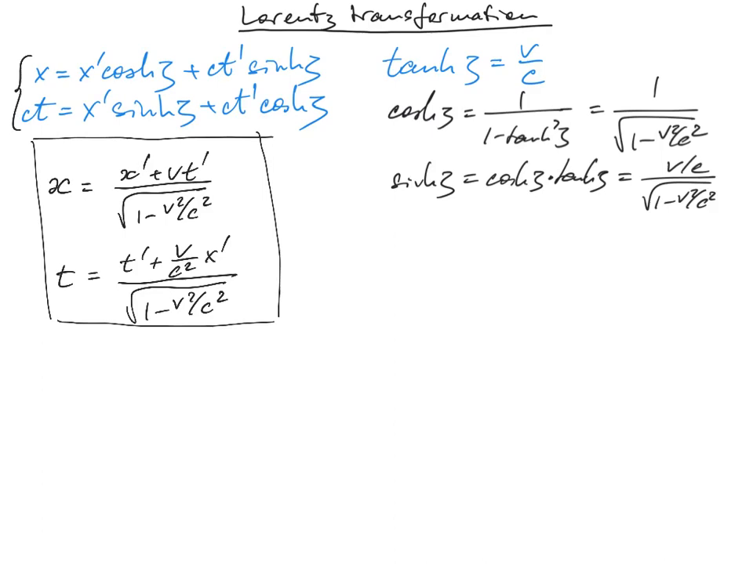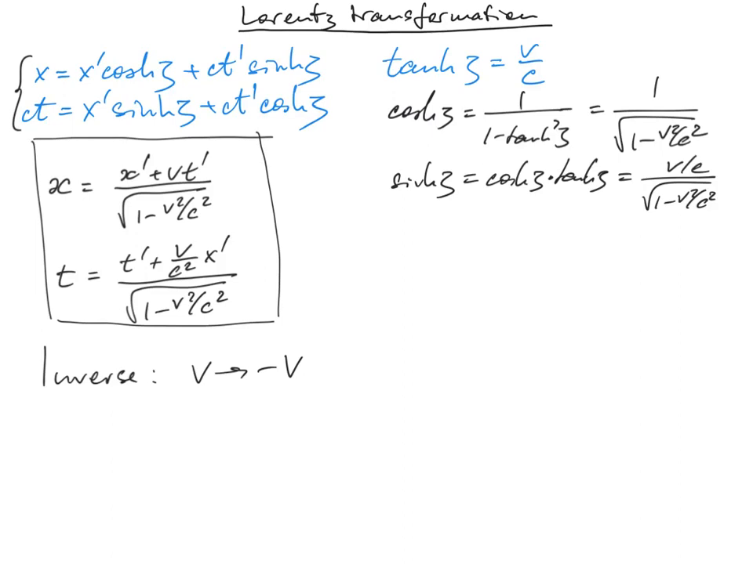Now if we wanted the inverse transformation, to transform from the unprimed to primed coordinates, we could, of course, take the transformation matrix and invert it, or we could realize that we can simply interchange the k and k prime and change v to minus v. So the inverse transformation amounts to simply replacing v by minus v.